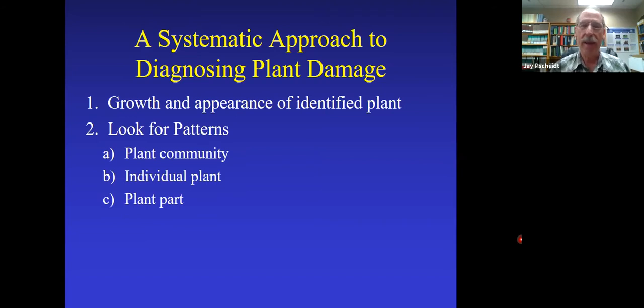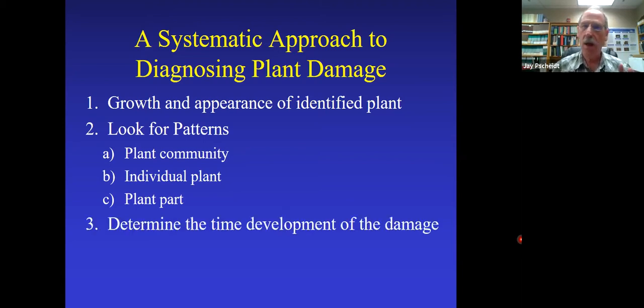And then we look for plant patterns. We look for the damage patterns. You want to do this in a particular order. You want first in the plant community, then in the individual plant, and then on plant parts. You can't quite get all the way with these things.